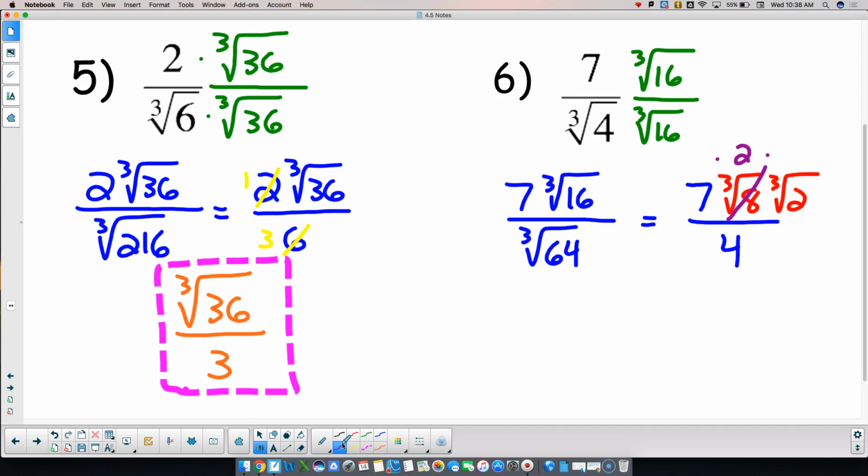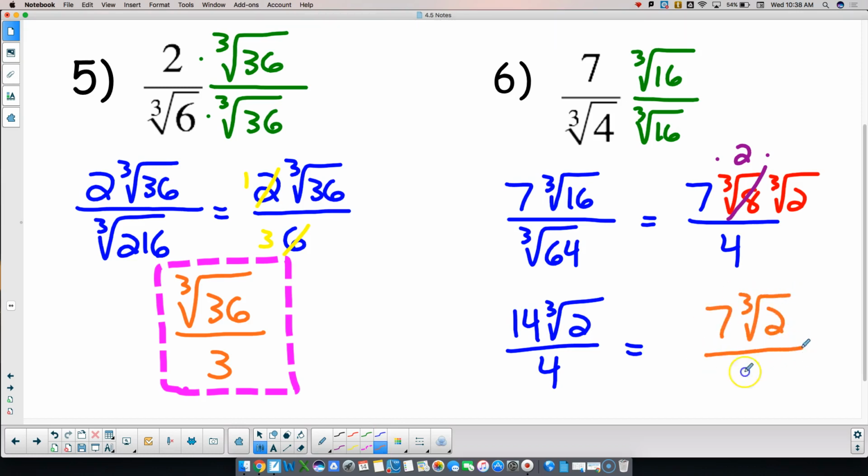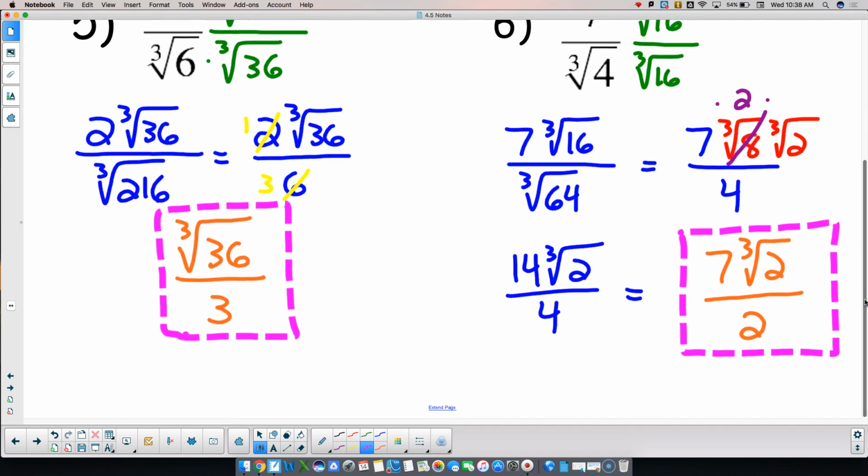So this really becomes 14 times the cube root of 2 all over 4, which reduces down to 7 cube roots of 2 over 2. Now, a few of you were kind of shaking me off there when I said the cube root of 16 over the cube root of 16. Let me rewrite it here.